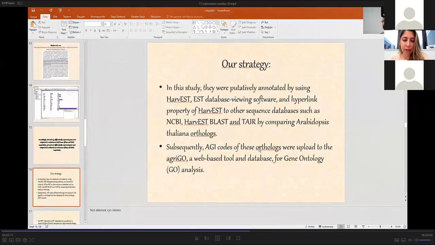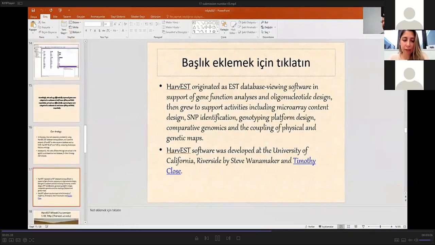Actually, in this work, our strategy was to find putative annotations by using the Harvest program and its hyperlinks to other sequence databases such as NCBI, Harvest BLAST, and TAIR to obtain Arabidopsis orthologs. And finally, we used some GO programs to obtain ontologic analysis. Harvest originated as EST database viewing software, and we use this program for microarray content design, SNP identification, genotyping platform design, comparative genomics, and coupling physical and genetic maps. This program was developed by the University of California.